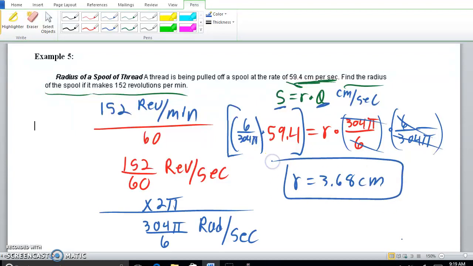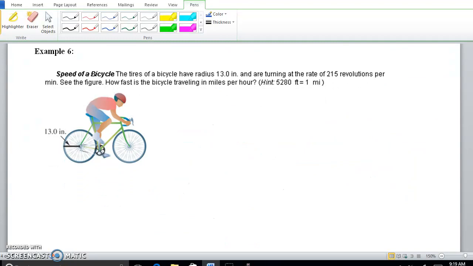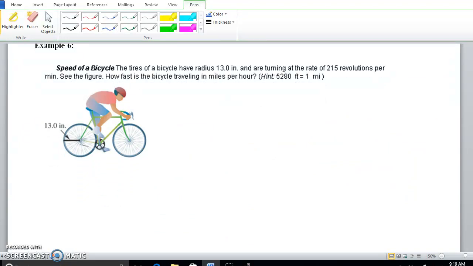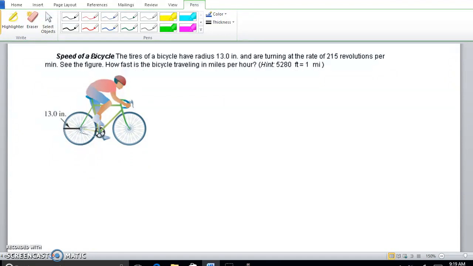So that would be the radius. And that seems fairly reasonable. Okay. So that's that one. We got one more to go for these notes. So I'll go ahead and start scrolling down. Okay, so another bicycle problem. This problem is not super difficult. There's just a lot of conversions that are going to take place in this problem.